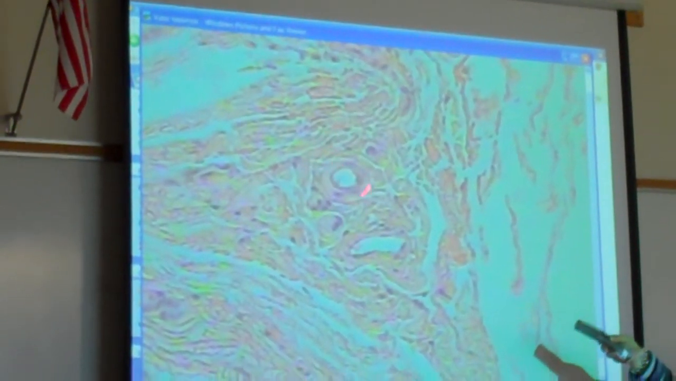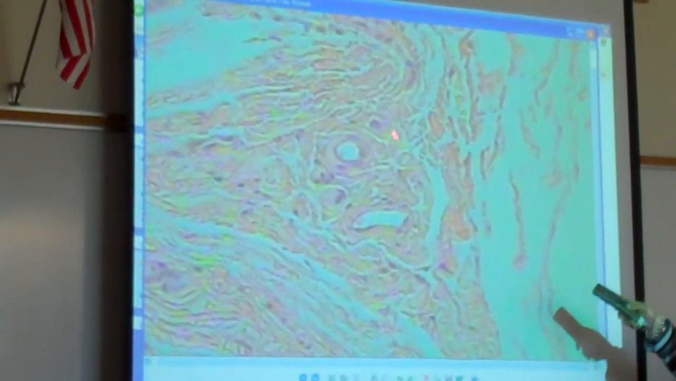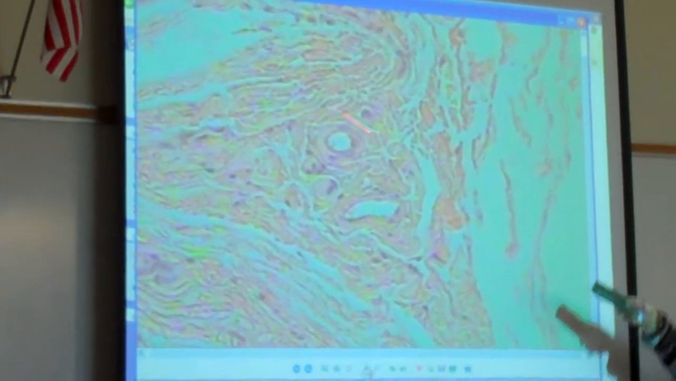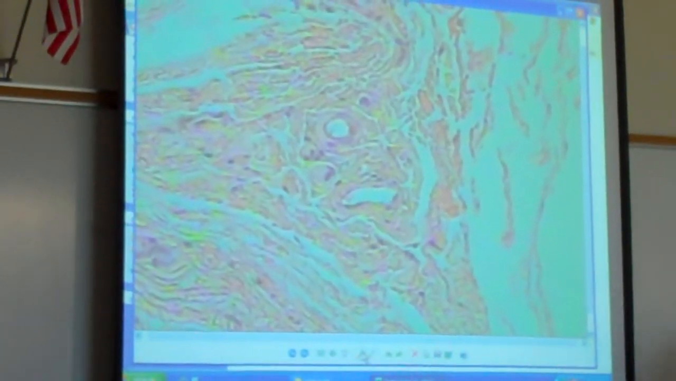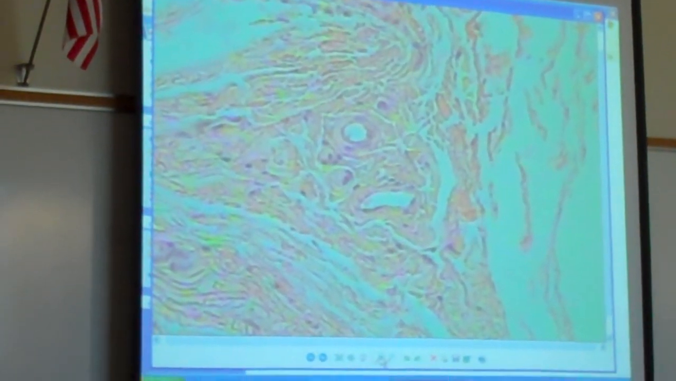There I've got some pretty vasa vasorum, okay? There's actually a little arteriole, there's a little venule, okay? There's actually another little one that looks more capillary-like, but these are going to be the vasa vasorum. You see how they're teeny-weeny? And they're in the tunica externa.